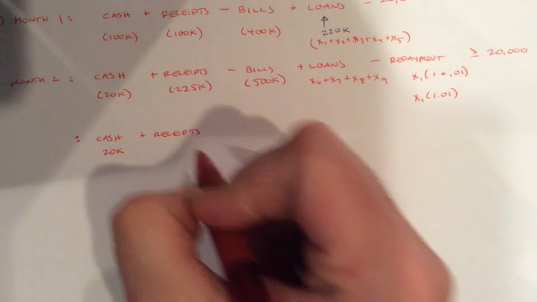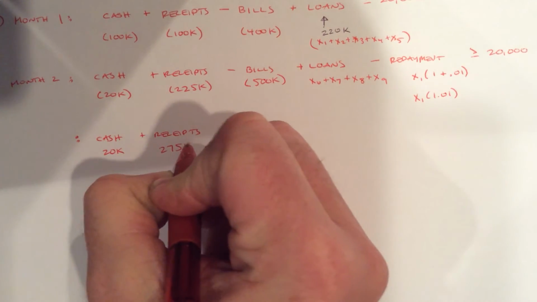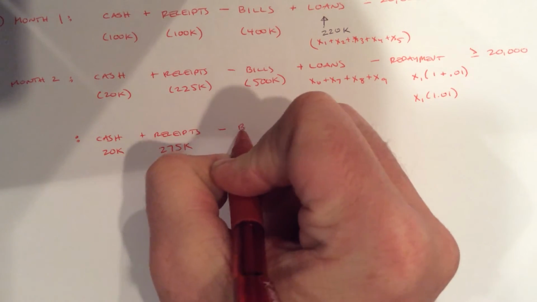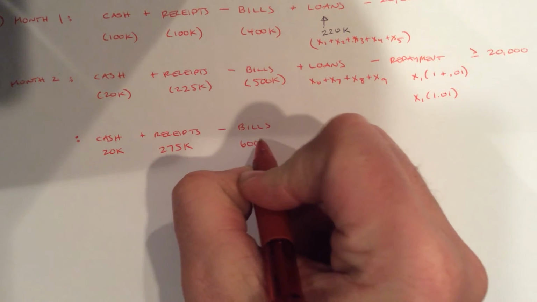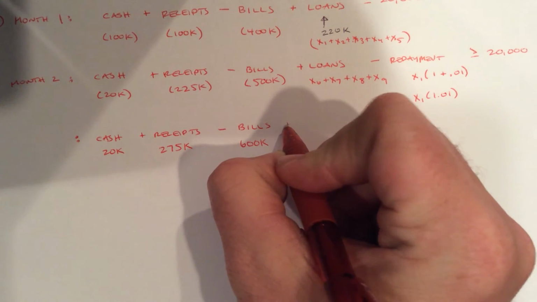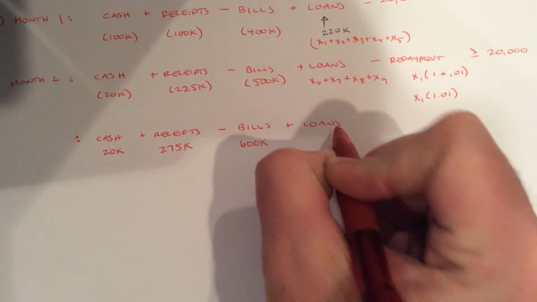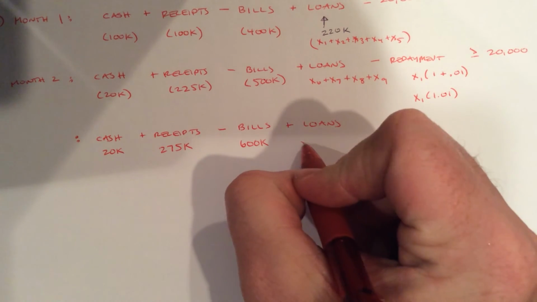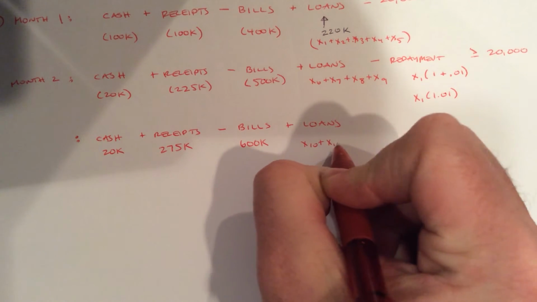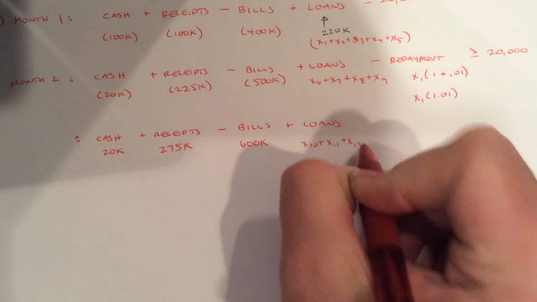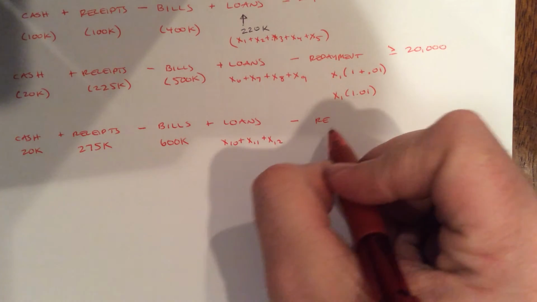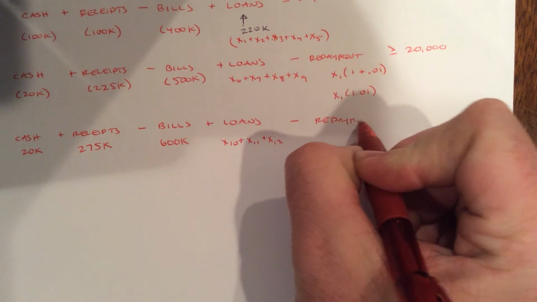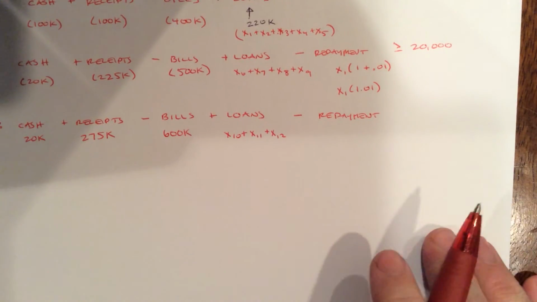And cash receipts in this month are going to be 275,000 minus our bills. Okay, and our bills, man, they keep going up: 600,000 plus our loans. Well, how many loans do we take out in this period? Well, it's just X10 plus X11 plus X12 minus our repayment. Now, here we go. So our repayment is, let's go back here.